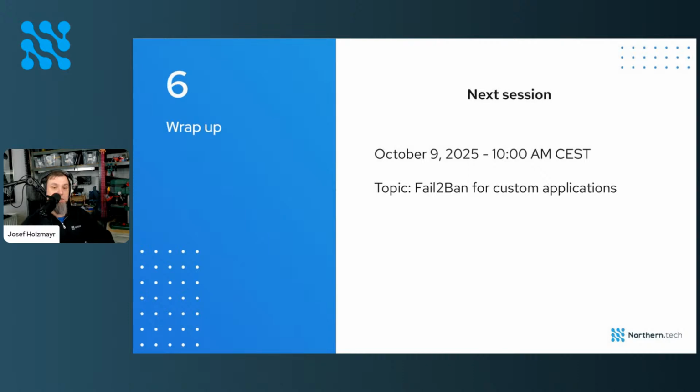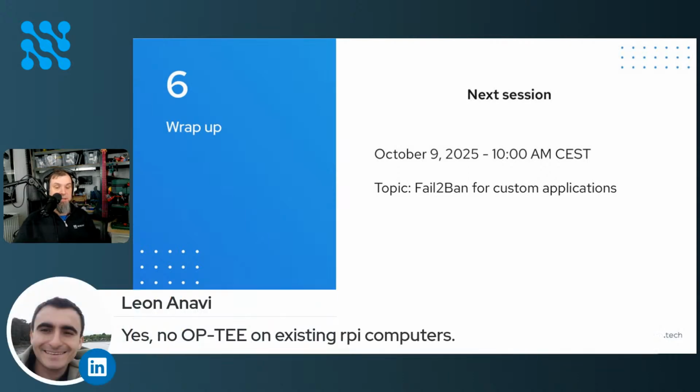Any other questions or remarks before we enjoy the rest of our Thursday? Leon says, yes, there is no OPTEE on the existing Raspis.